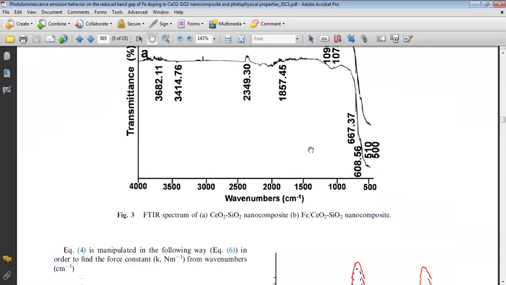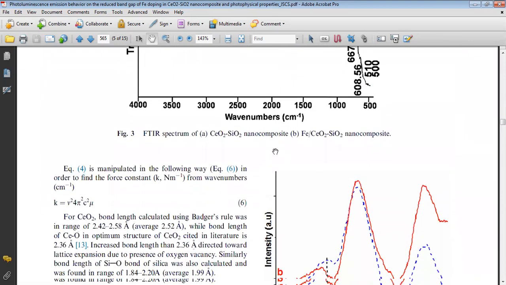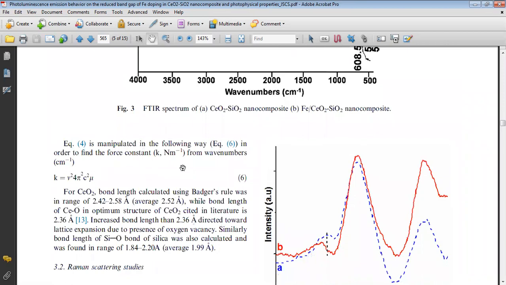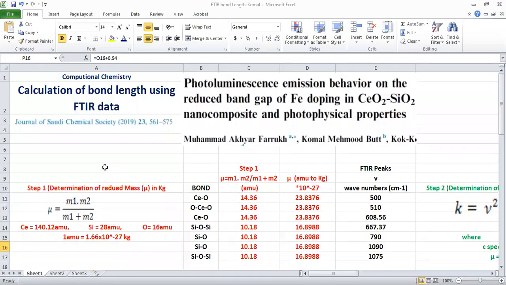So this is the IR data. I am going to use some of the peaks which are mentioned in this paper, and I will show the different conversion of the units. So let's start with the calculation. I am going to show you with the Excel file, so you can easily get the idea how to calculate the bond length. So this is the data, and this is the same paper which I have already mentioned before. So I am going to calculate one by one.